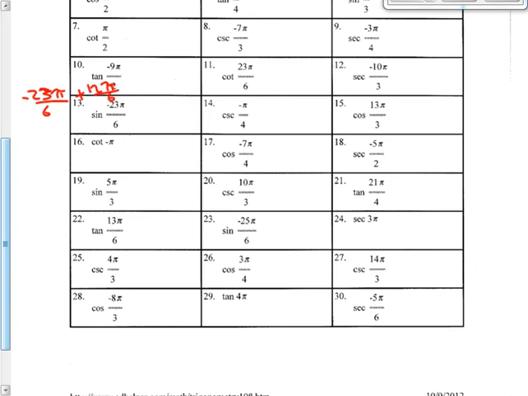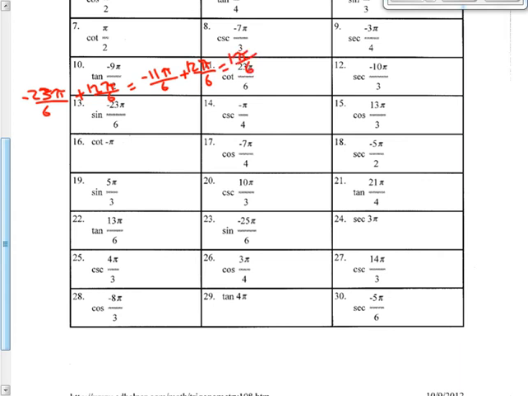And in order to turn it into a common denominator, I had to multiply both top and bottom by 6. So if I do that, I get negative 11 pi over 6. And if you're not comfortable looking on the unit circle for negative 11 pi over 6, that's okay. Add 2 pi again. Negative 11 pi over 6 plus 12 pi over 6 gives me 1 pi over 6.